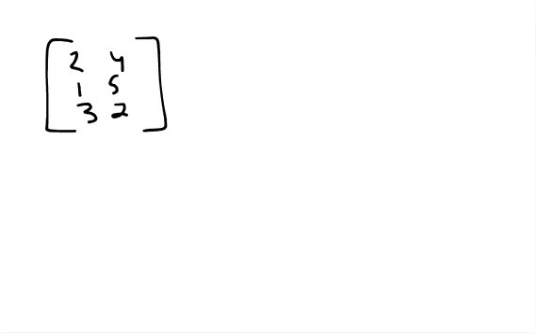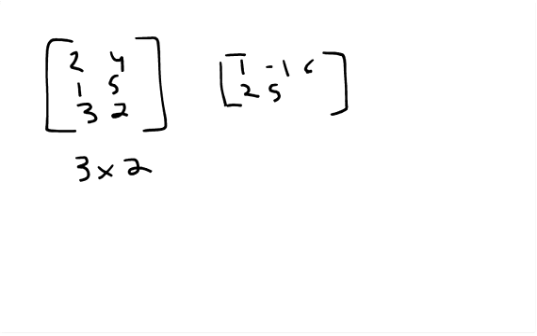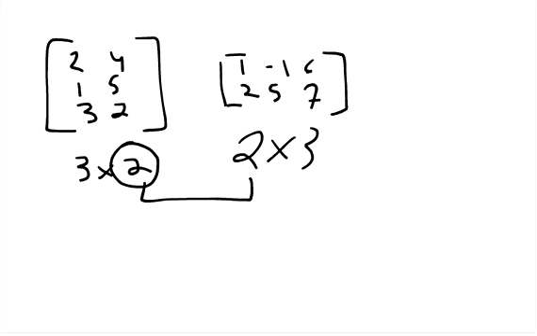So when it comes to multiplying matrices, we have to make sure that the columns of the first matrix equals the rows of the second matrix. So let's draw a matrix here. Right here, this is a 3 by 2 matrix. In order to multiply this, we have 1, negative 1, 2, 5, 6, 7. We can in fact see that the columns of the first matrix equals the rows of the second matrix. Or if we write it out like this, we can just say the two inside numbers.